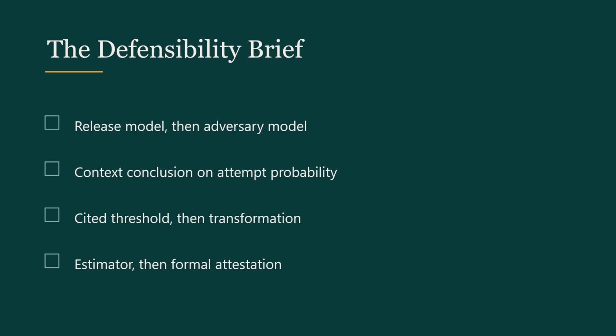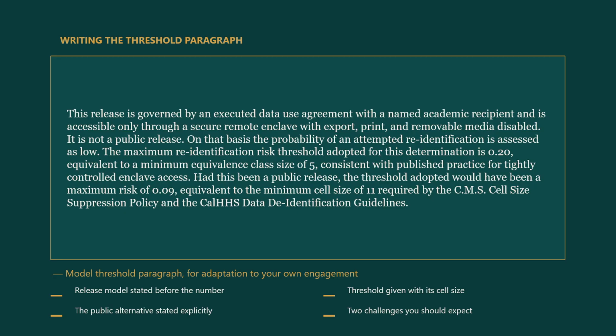Step 7. The formal attestation, that on generally accepted statistical and scientific principles, in this specific context, and against reasonably available information, the risk is very small. That paragraph is yours to adapt, and I want you to notice its architecture rather than its wording.